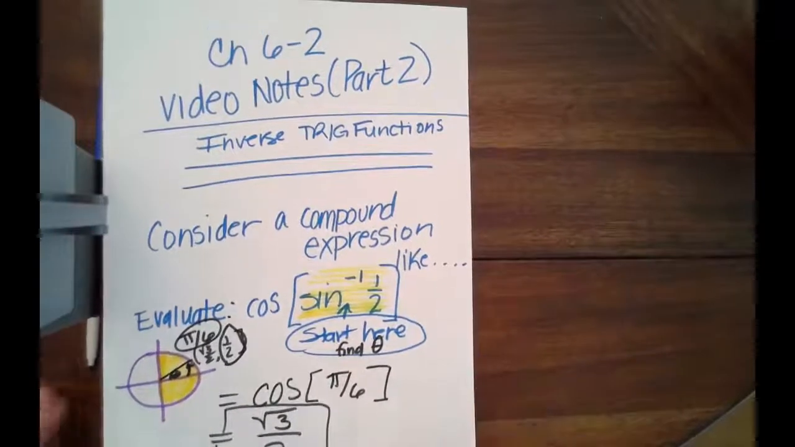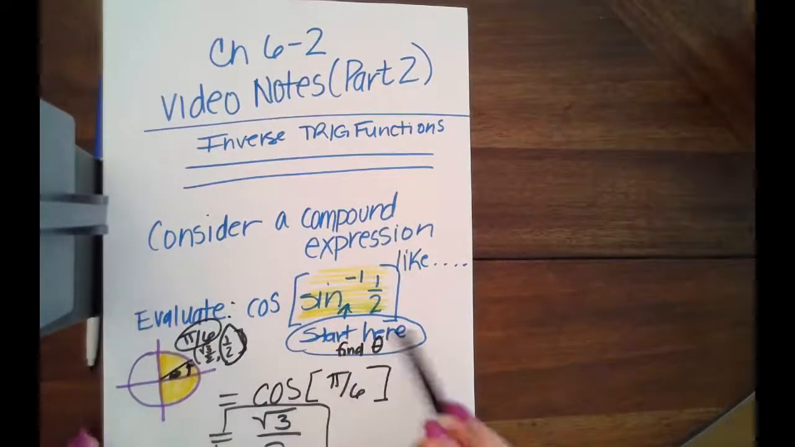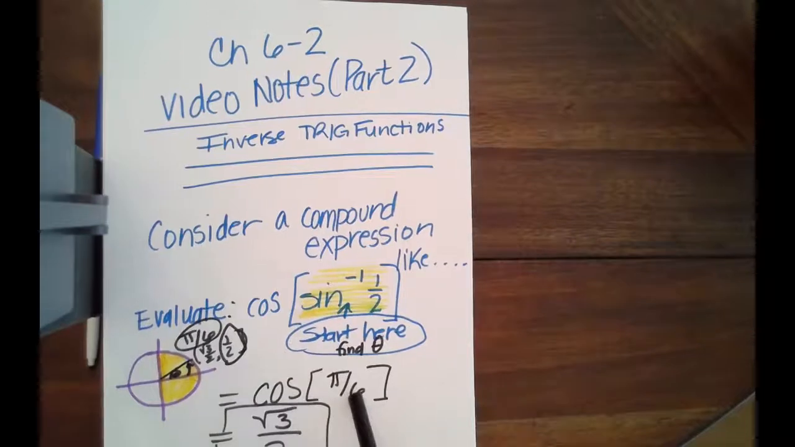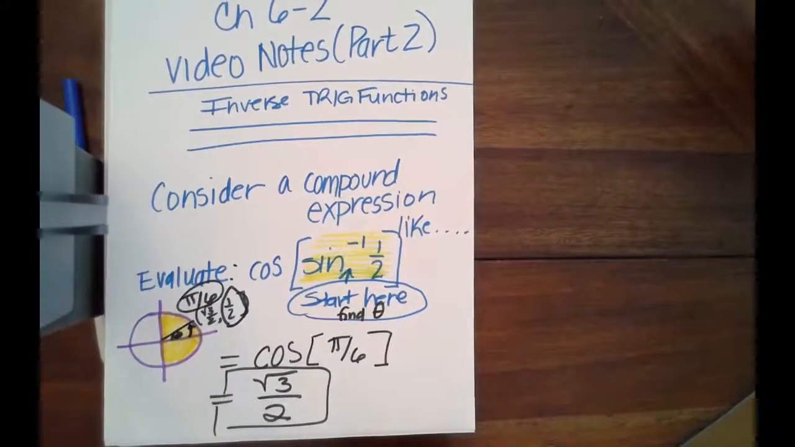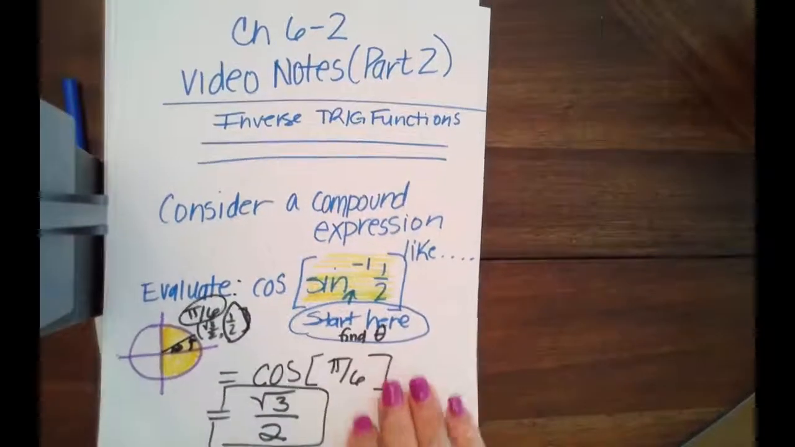So you're going to start on the inside, work with what you know about the inverse, find that theta, and then apply the outside ratio to that. Just work from the inside out. So radical 3/2 on that one.